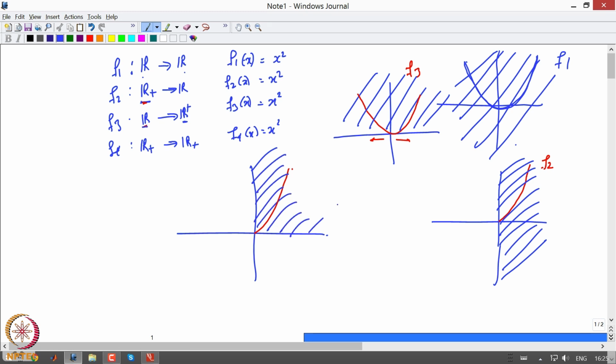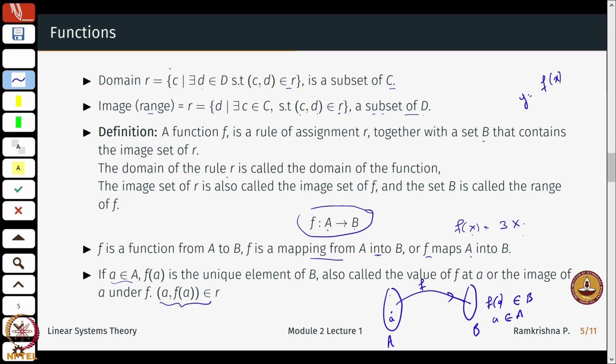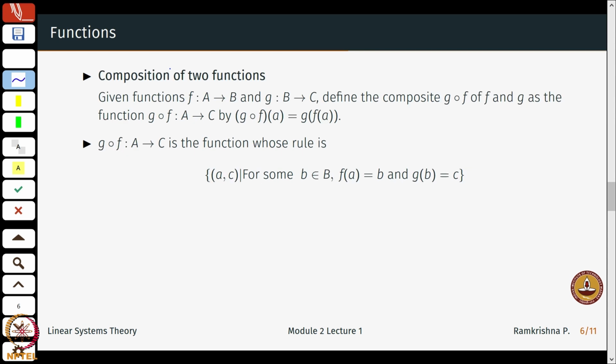Right. Okay. So just to give an illustration of how we define functions and why the definition is not always complete unless you define the domain and the range space. Okay, we will revisit this shortly again. Now something which is important is also to look at compositions of functions.